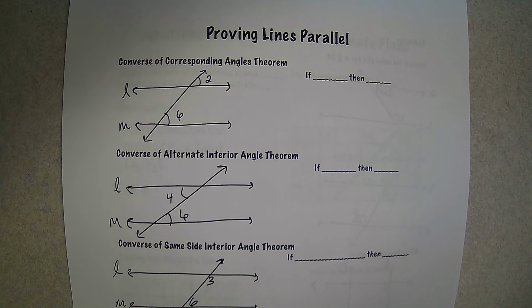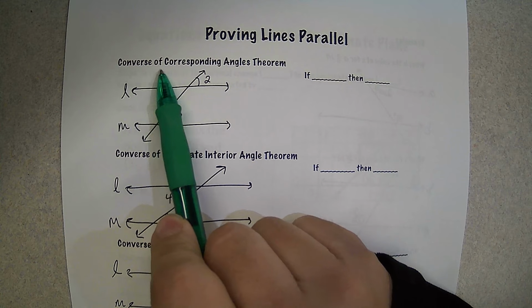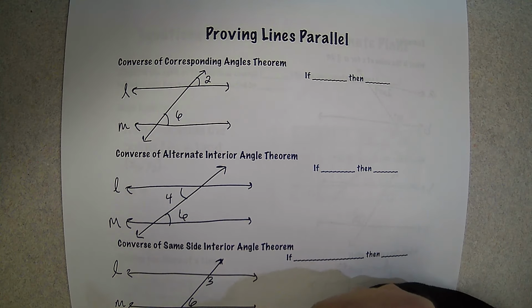Hello, in this video we are looking at how we can prove that lines are parallel. We're going to be using the information that we've been talking about, the different properties of parallel lines and a transversal, and we're going to work backwards now. So that's what we're going to be looking at: the converse of our theorems. A converse means the opposite or backwards of it.